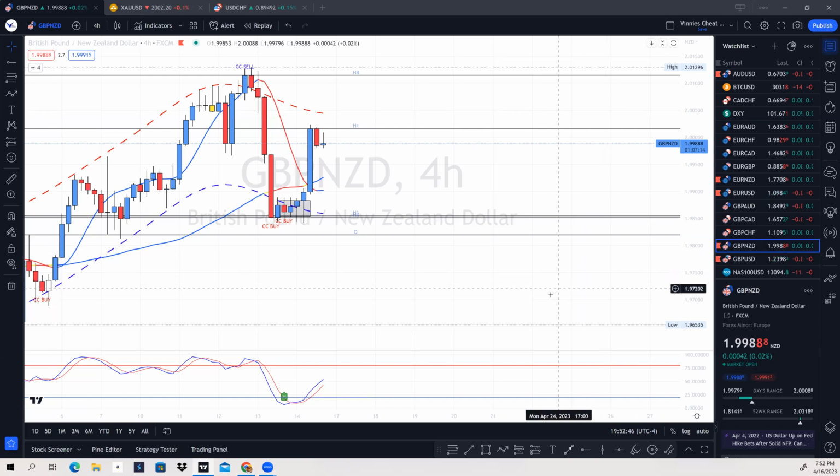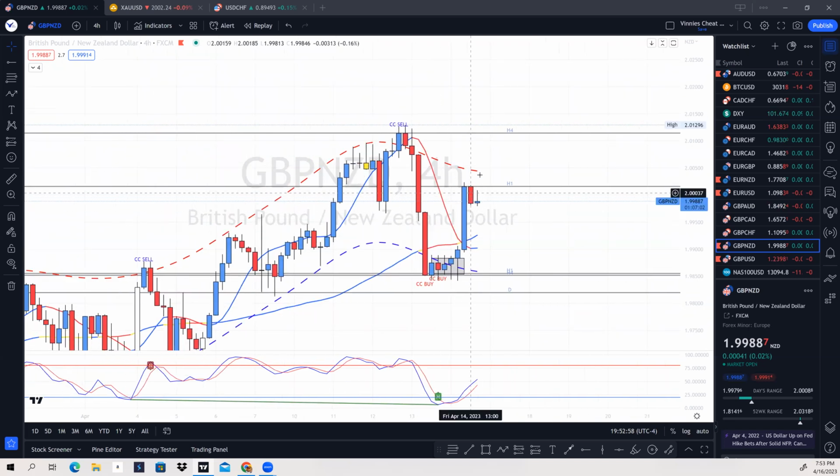Yep, yeah, AUD CAD will also be good for a buy later on this evening. All right, so GBP NZD, it's not ready yet. We don't have a signal on the 4-hour time frame. It hasn't touched the other side of the band, so I would not be looking to trade GBP NZD.